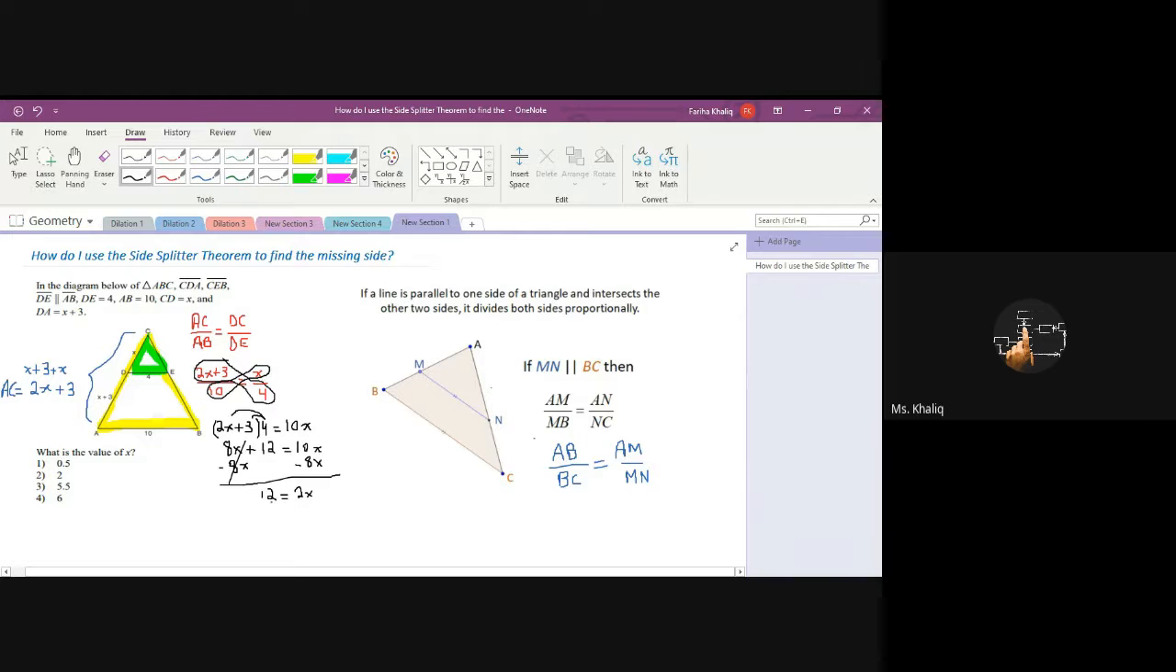Now we're going to divide both sides by 2. 2 crosses out with the 2. And then 12 divided by 2 is actually 6. And so I get x equals 6. And is that one of my answer choices? Yes, indeed. There's an answer choice here that tells us the value for x. And that's pretty much it.